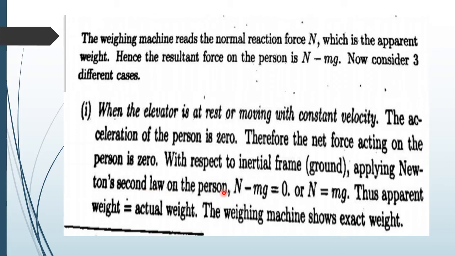Applying Newton's second law, N minus mg is equal to 0, or N is equal to mg. So, the weighing machine shows the result N equal to mg. This is the apparent weight, which is equal to the actual weight of the person. The weighing machine shows the exact weight when the elevator is at rest or moving with constant velocity. In that case, N is equal to mg will be shown, which is the exact weight of the person. This is the first case.